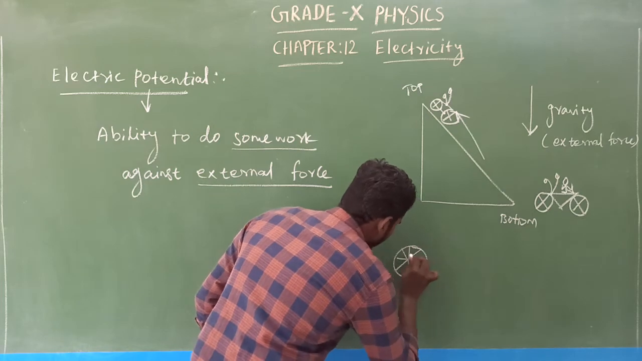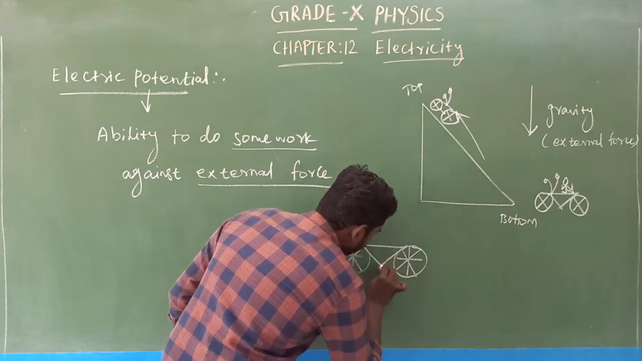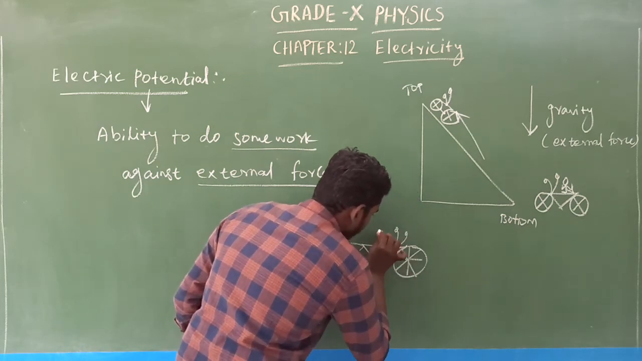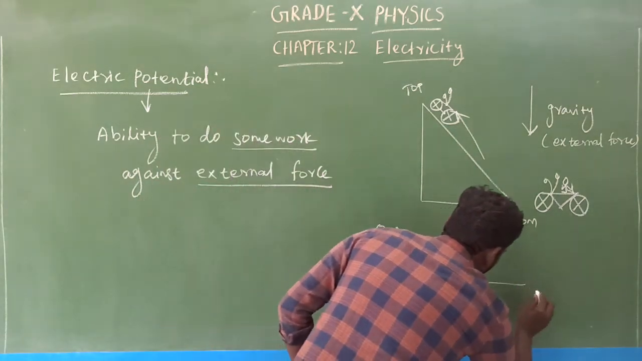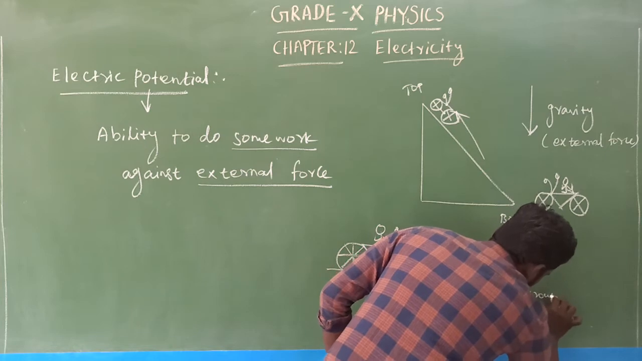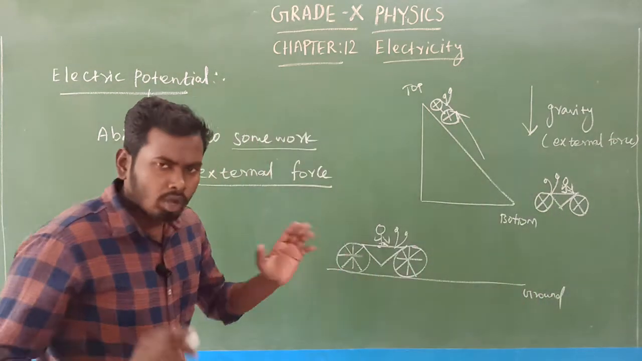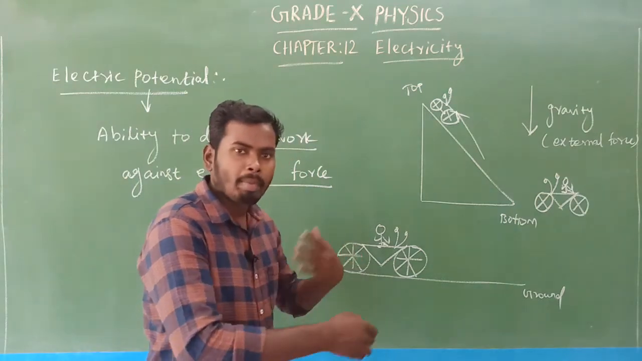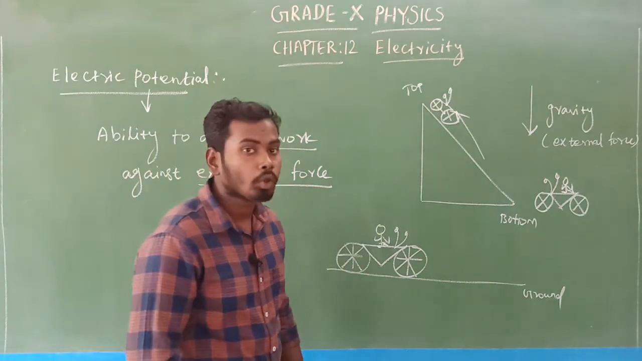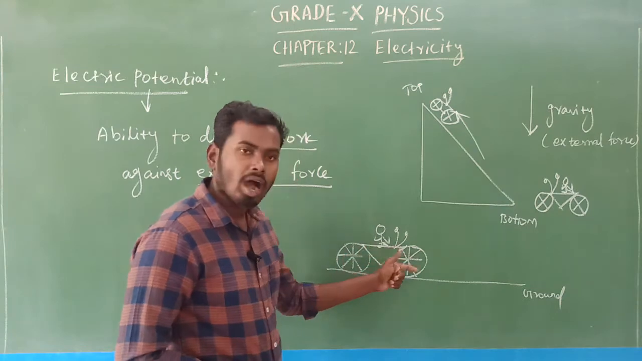Another example. Here is a bicycle. You are on the bicycle, isn't it? This is the ground. Look at here, the second example. You are pedaling the bicycle on the road.